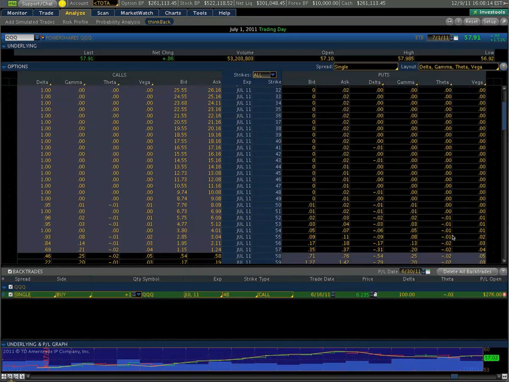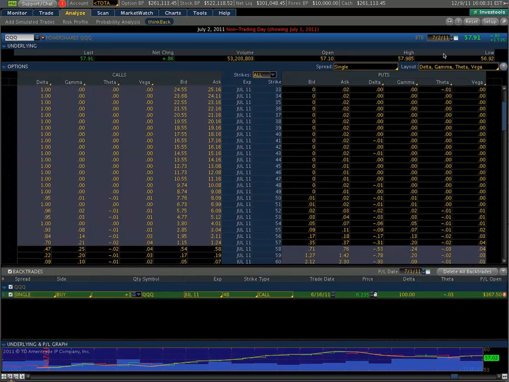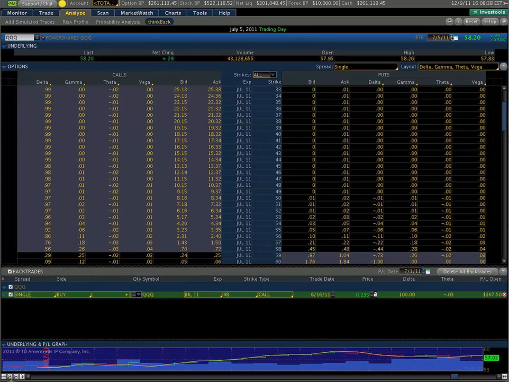On July 1st, we rose another 86 cents, and we have another profit of about $100. On the 2nd, we rose, sorry, that's a non-trading day. Sunday is a non-trading day. Monday, July 4th is a non-trading day. July 5th, the market opened again. We're up 29 cents, and we have a little bit more profit.